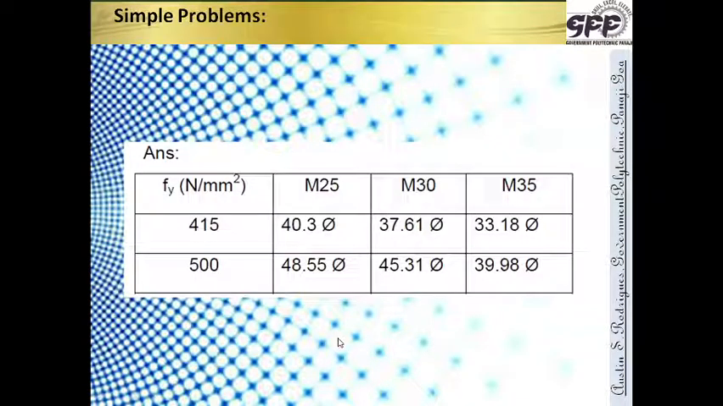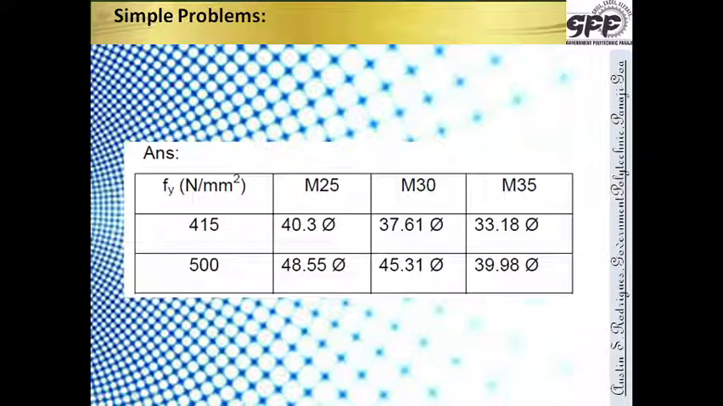Now when we summarize, we get the results like this. For M25 and Fe415, the development length is 40.3 times the diameter. For M30 and Fe415, 37.61, and for M35 and Fe415 it comes to 33.18. For M25 and Fe500 it comes to 48.55. For M30 and Fe500 it is 45.31, and for the last one it is 39.98. So this is the way we calculate.